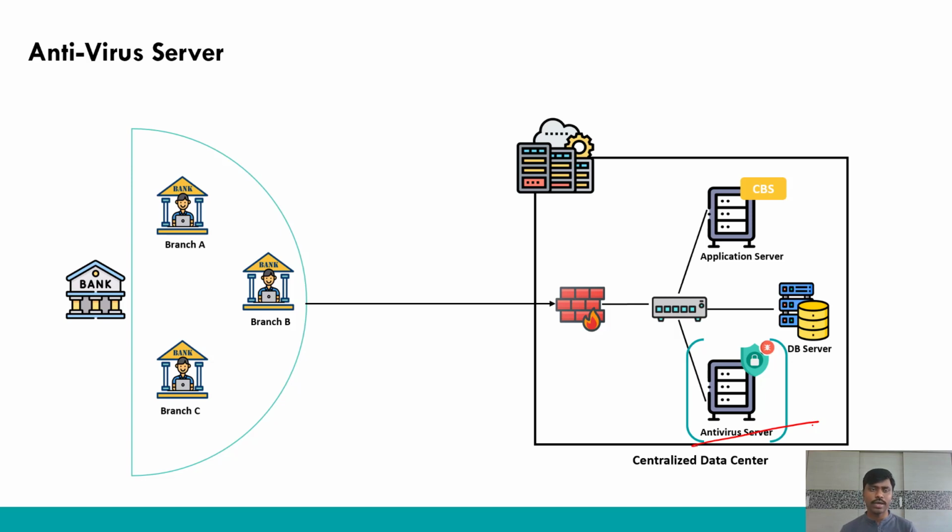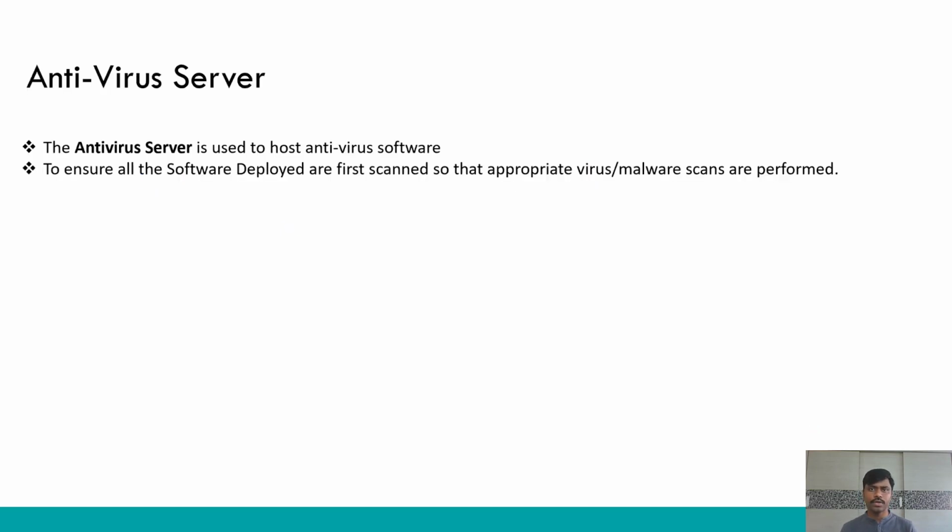So this is about the antivirus server. Let's have a quick look at the discussion. The antivirus server is used to host antivirus software, to ensure all the software deployed are first scanned, so that appropriate virus or malware scans are performed. So whenever you are installing a software in the entire data center, it will be first scanned by the antivirus server, and then it allows for the installation, right? So this is about the antivirus server.